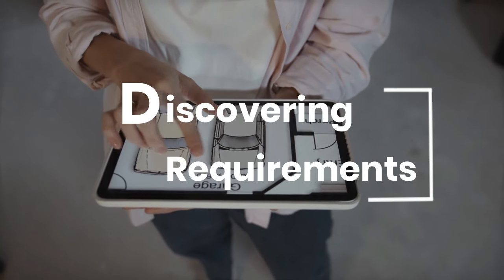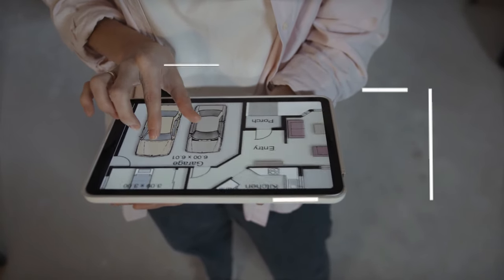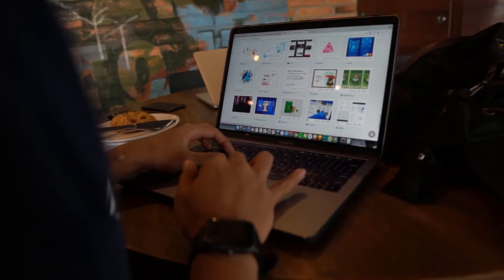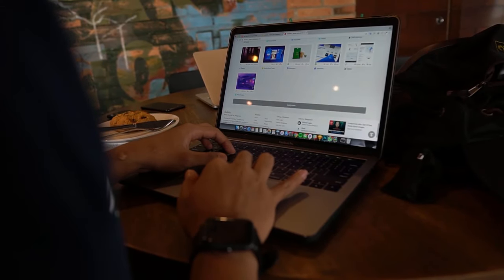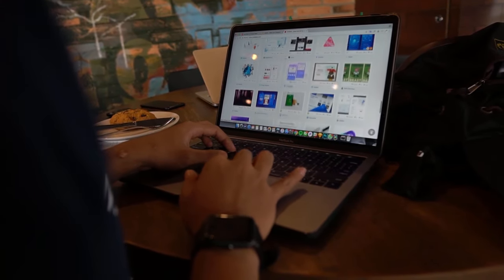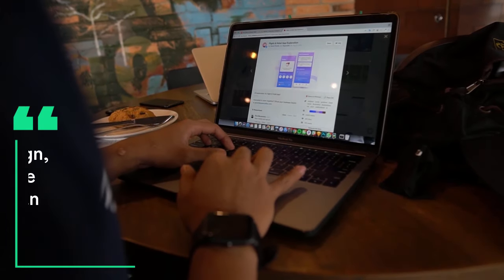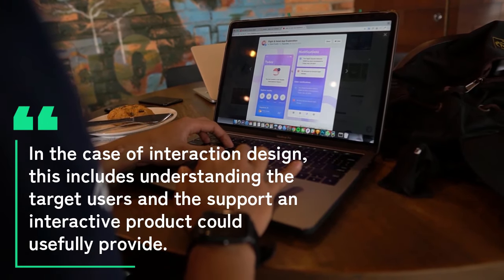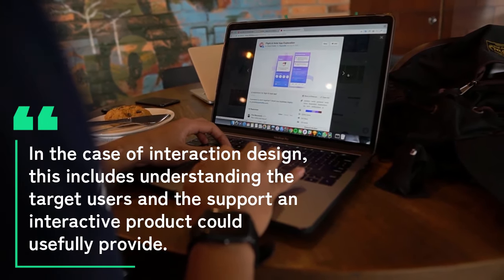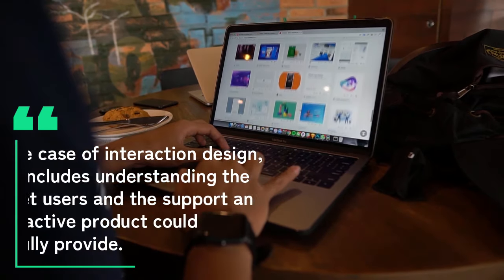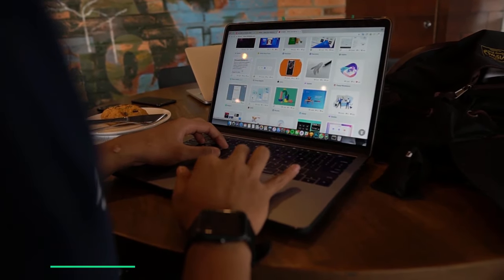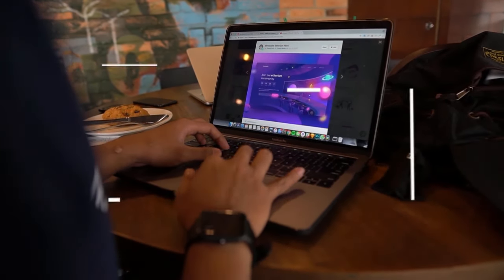Discovering requirements. This activity covers the left side of the double diamond of design, and it is focused on discovering something new about the world and defining what will be developed. In the case of interaction design, this includes understanding the target users, and the support an interactive product could usefully provide. Designing alternatives.